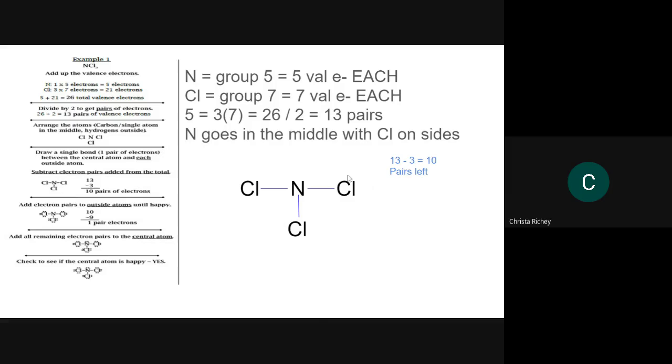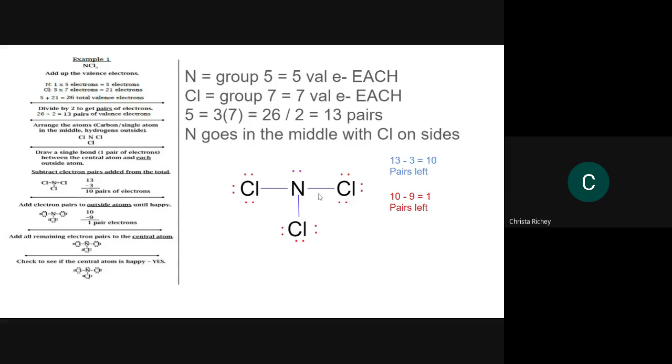So what I'm going to do now is I'm going to put 1 here, 1 here, 1 here. That's 3, 4, 5, 6, 7, 8, 9, 10. Now, you have 1 pair left. 1, 2, 3, 4, 5, 6, 7, 8, 9. Right, so 10 minus 9, I have 1 pair that's remaining. And it's going to go here because my nitrogen does not have 8, it has 6. But if I put a lone pair above nitrogen, then now everybody's full.